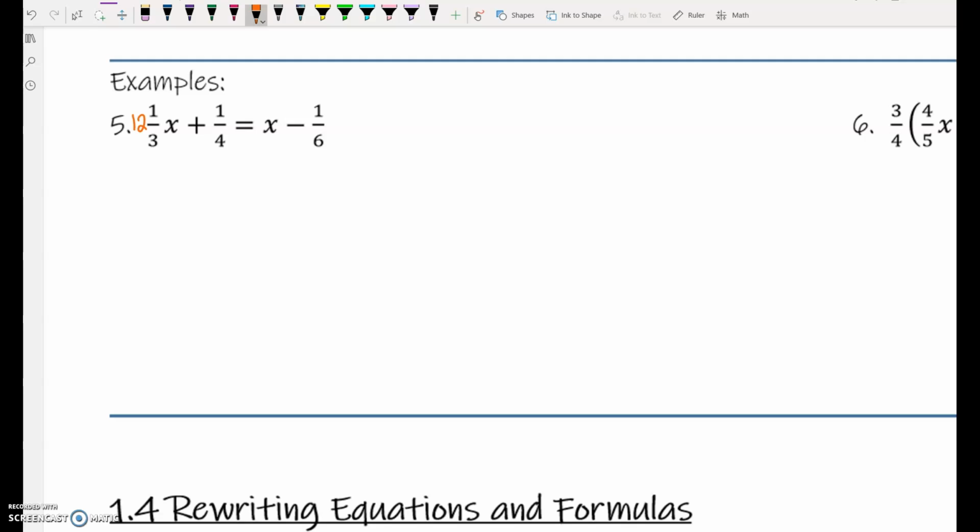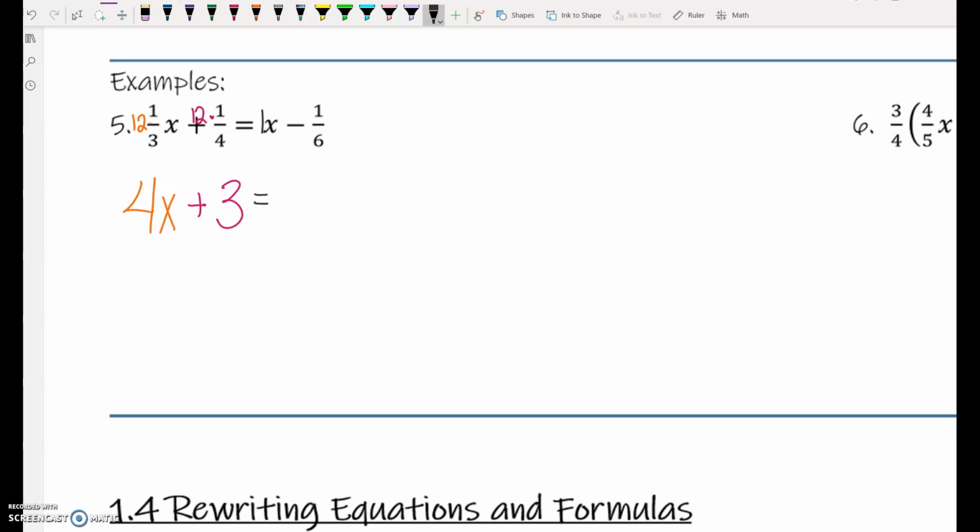If I take 1/3 x times 12, when you multiply a fraction by a whole number, you multiply the numerators, 12 and 1, together, and then you divide by the denominator. So 12 times 1 is 12. 12 divided by 3 is 4. So this term becomes 4x. Next term, multiply by 12. 12 times 1 is 12. 12 divided by 4 is 3. So our next term is a positive 3.